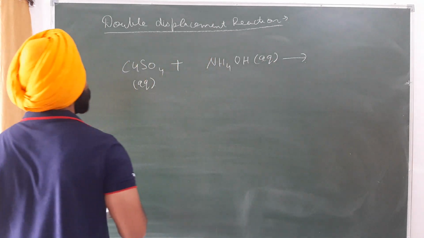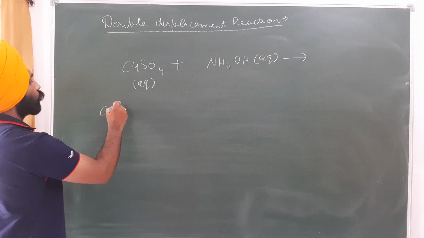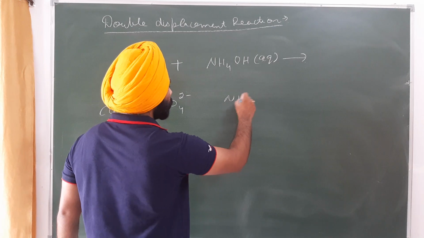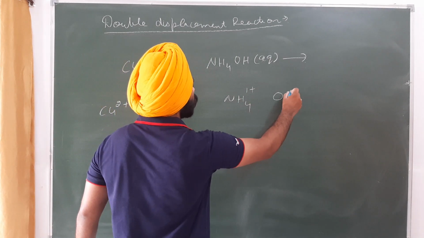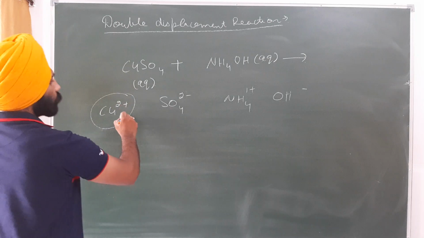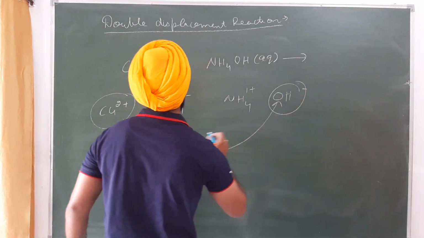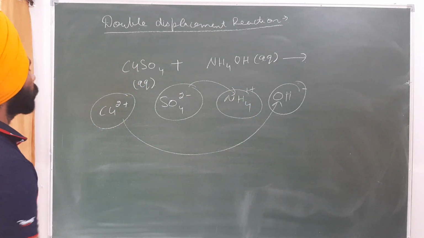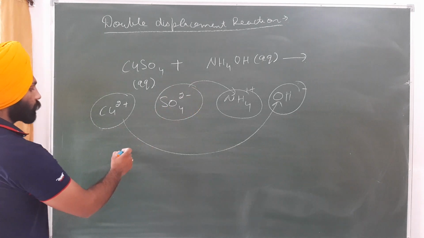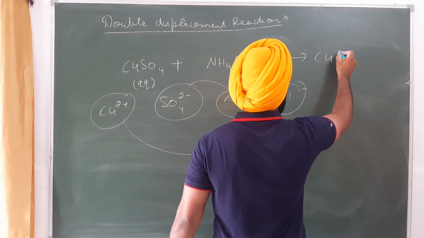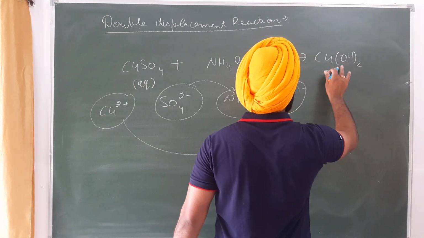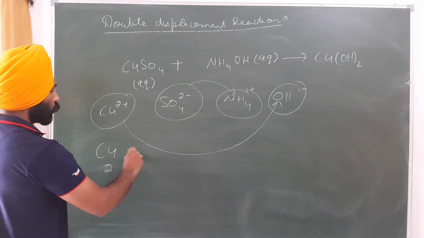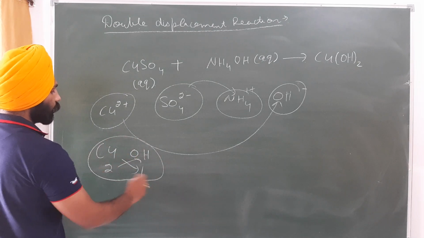Now the product will be like copper 2 positive, sulfate 2 negative, ammonium 1 positive, hydroxide 1 negative. Now this will move towards this and this will move towards this. Now the product will be copper hydroxide, which comes to be Cu(OH)2. Why this? Because Cu2 and OH1, and the product will be that.